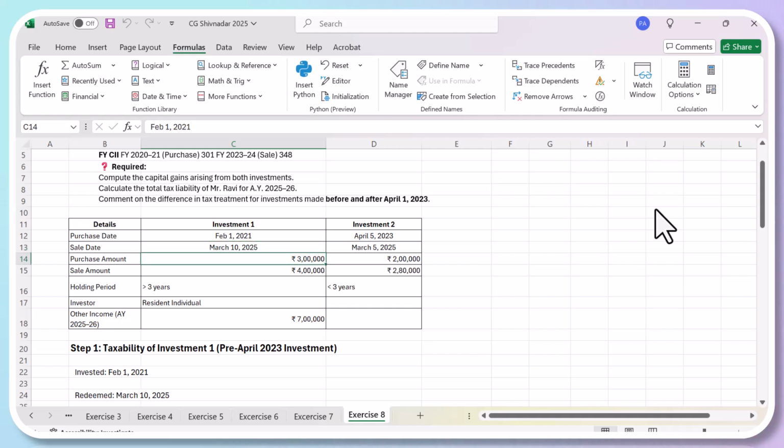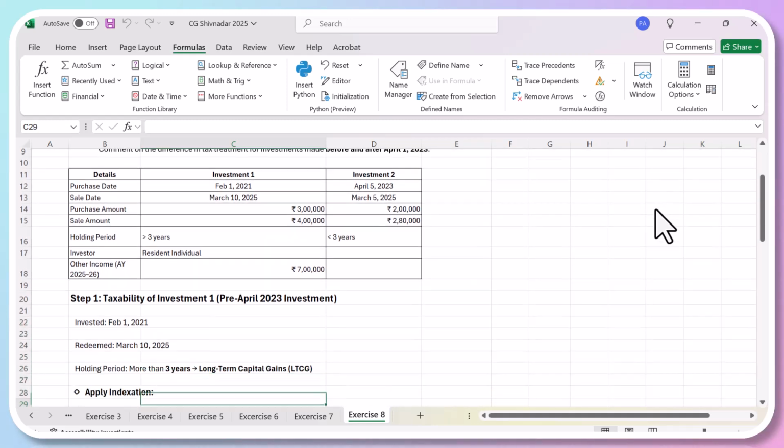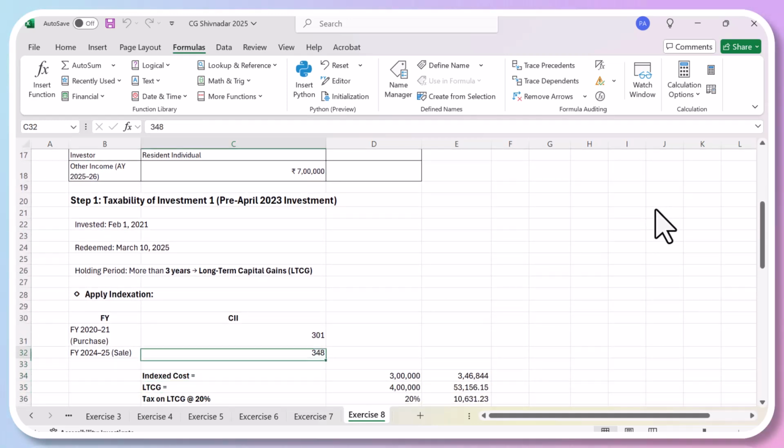So you purchased at 3 lakhs, you sold at 4 lakhs. Since your holding period is more than 3 years, and you are a resident individual, you have to calculate your tax liability. Here the indexation benefit you are going to get because you have purchased it before 1st of April 2023, taxability of pre-April 2023 investment. Okay, fine. So the CII was 301 and now it is 348 when you sold it.